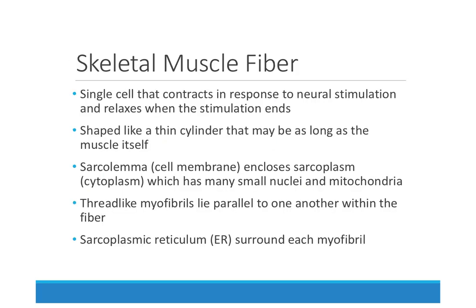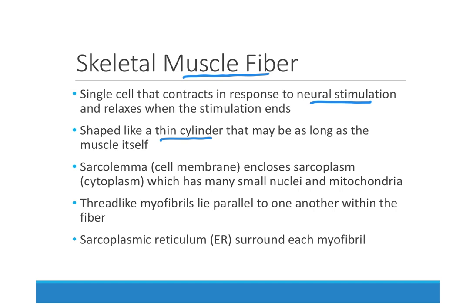So just as a review, skeletal muscle fiber, which is what we call a muscle cell, is a single cell that can contract in response to a neural stimulation, and then it relaxes when that stimulation ends. Muscle cells are shaped like thin cylinders, and they may be as long as the muscle itself, so they can be quite long, many, many centimeters.